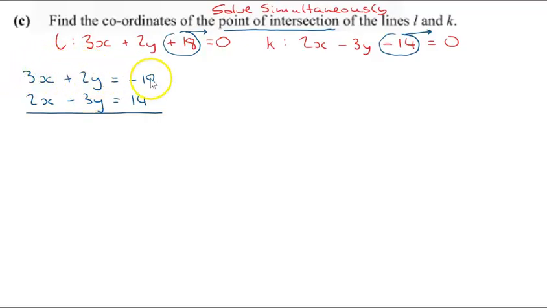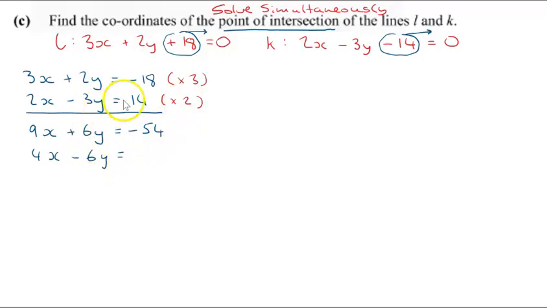So we're going to multiply this top line here by 3. So 3x times 3 is 9x. 2y times 3 is plus 6y. And minus 18 times 3 is minus 54. And we're going to multiply this bottom line by 2. So 2x multiplied by 2 is 4x, minus 3y multiplied by 2 is minus 6y, and 14 multiplied by 2 is 28.